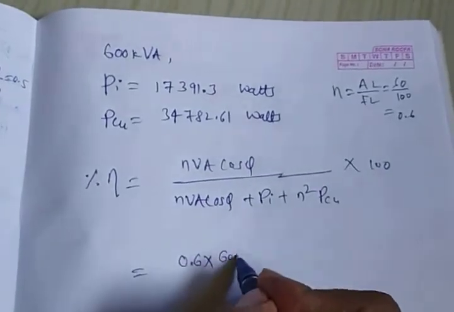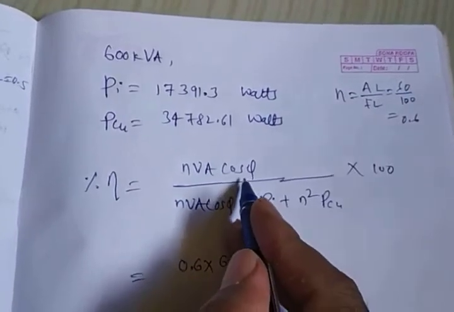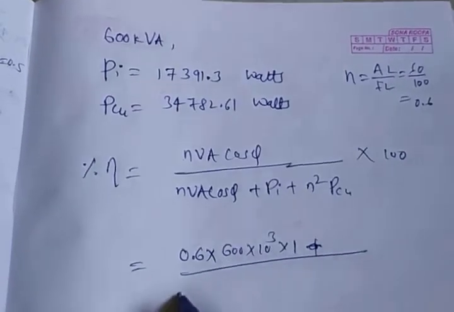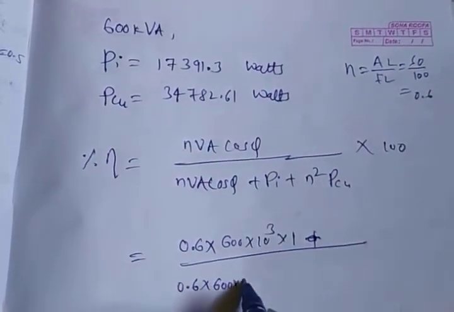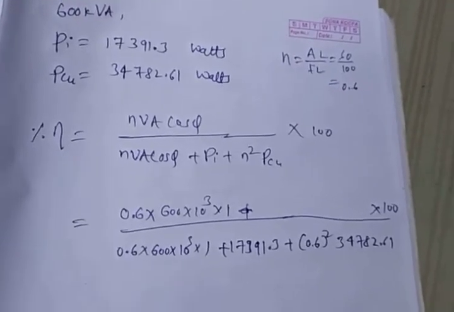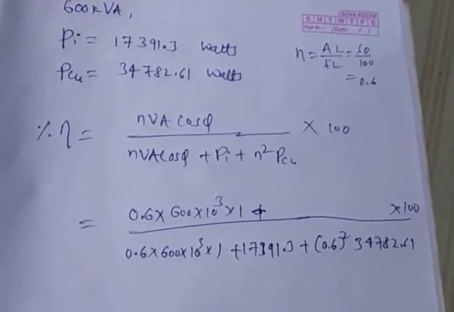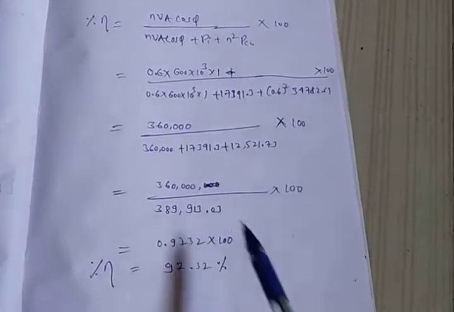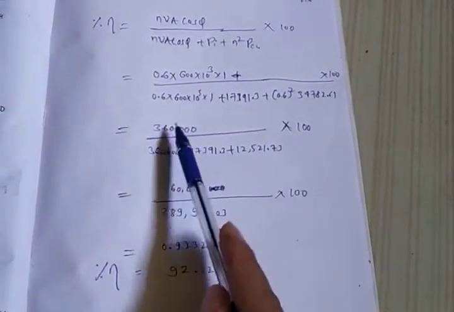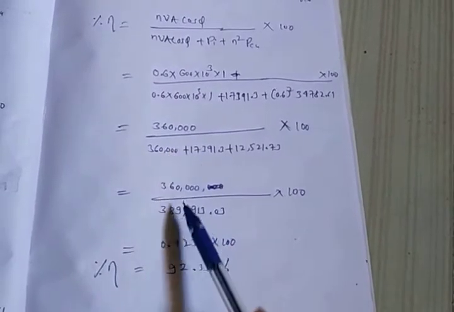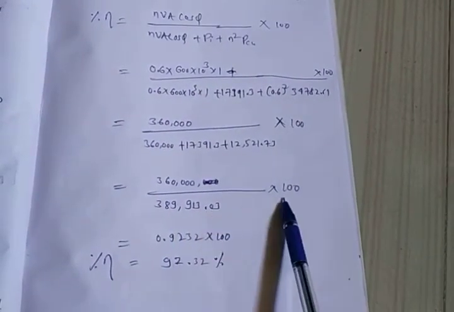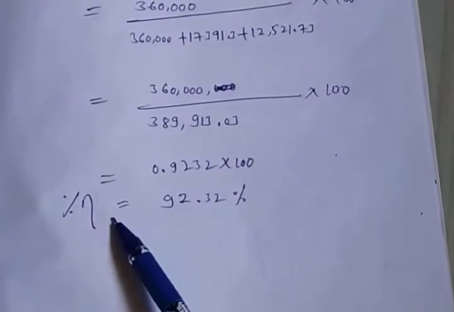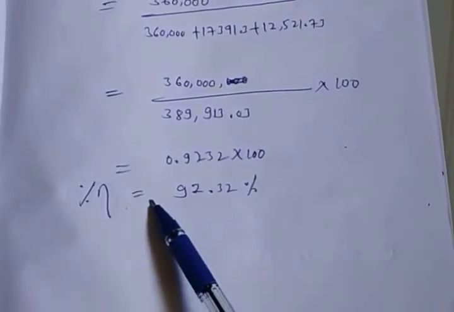So substitute the N value 0.6, into VA means 600 kVA. So 600 into 10 to the power 3 into cos phi, unity power factor is given, so 1, divided by 0.6 into 600 into 10 to the power 3 into 1, plus the remaining terms. After substitution you will get this term. Now simplify this. In the numerator you will get 360,000, in the denominator 389,913.03, multiply by 100, so we will get 92.32%. That is the efficiency at 60% of full load at unity power factor.